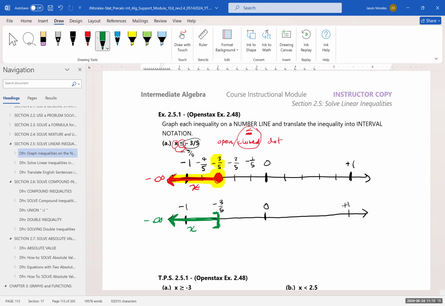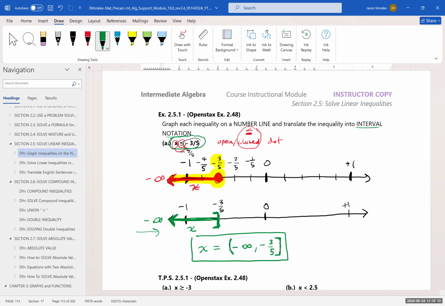Okay, so now we need to translate it into interval notation. So x is going to be equal to, reading from left to right, -infinity to -3/5. And next to the infinity sign, we always have parentheses. And to show that we want to include -3/5, we need to put a bracket on this end. That's our answer.